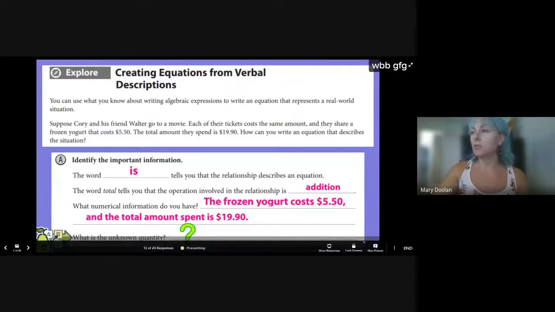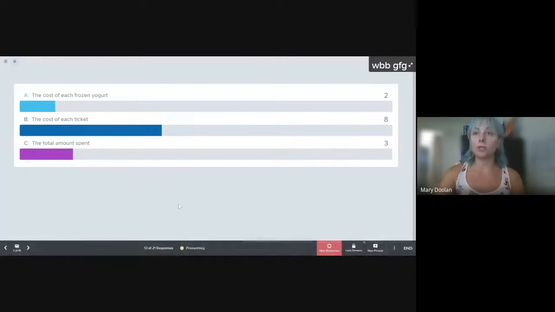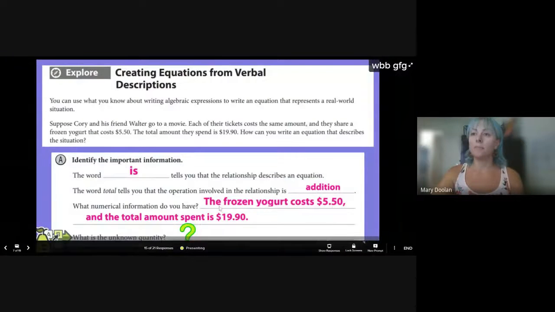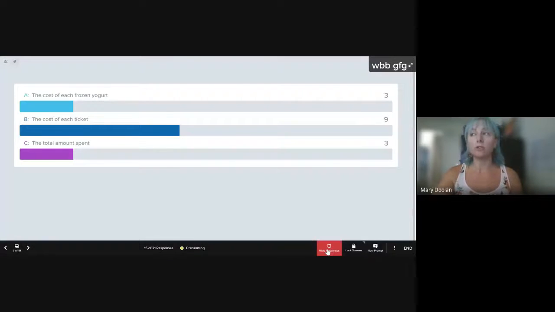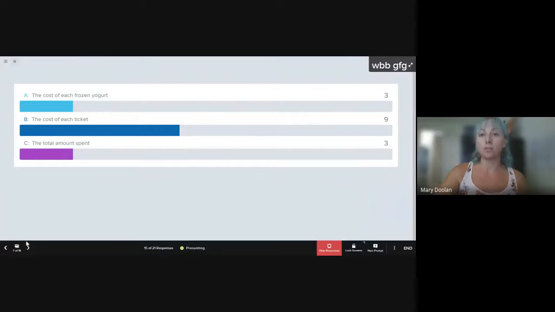Okay, so I have 13 of 20 responses, and it looks like most of you think it's the cost of each ticket that we don't know. All right, and that's true. We know the cost of the frozen yogurt. Frozen yogurt is $5.50. We also know the total amount spent. That's $19.90. So the only thing we don't know is the cost of each ticket.